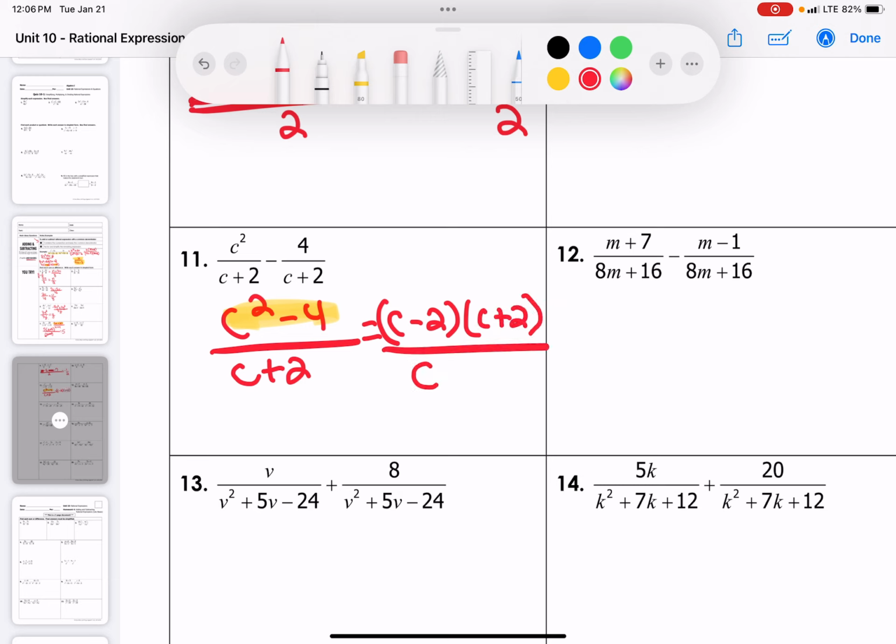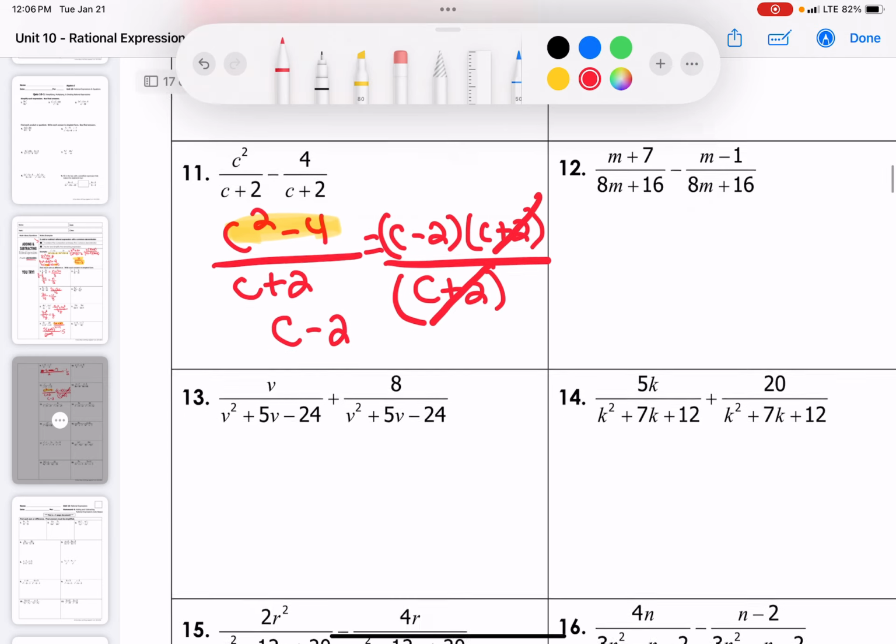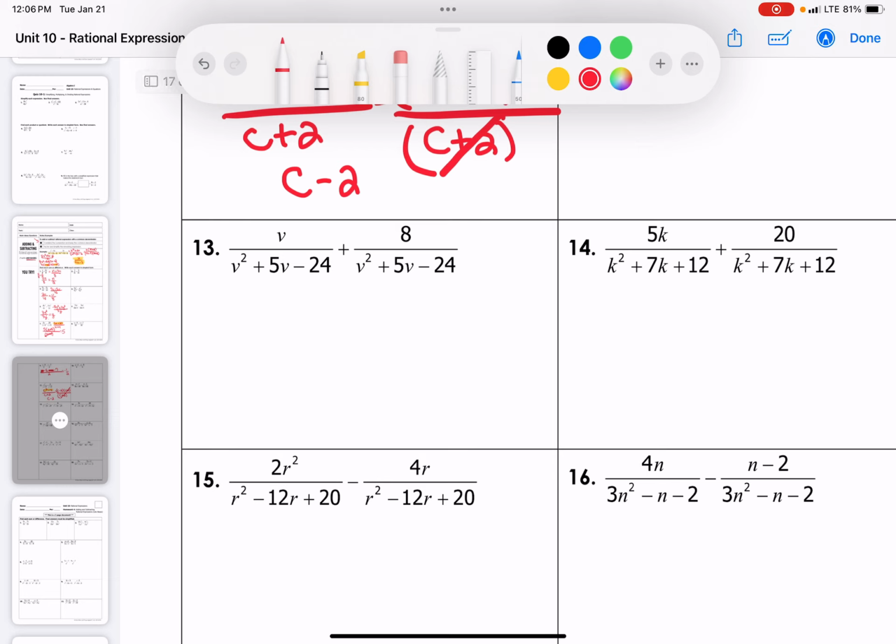All over c plus 2. Do they have anything in common? They do, right? So those cancel out, so now I have just c minus 2. All right. I have v plus 8 over v squared plus 5v minus 24.